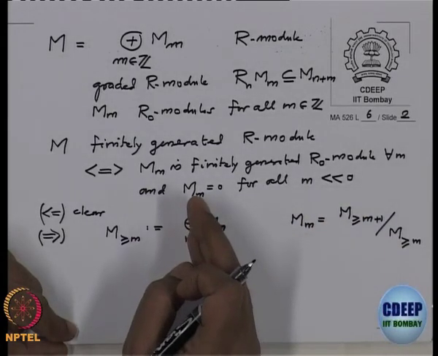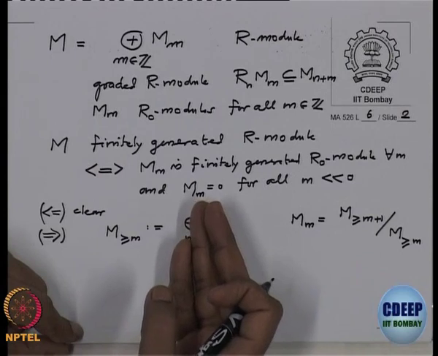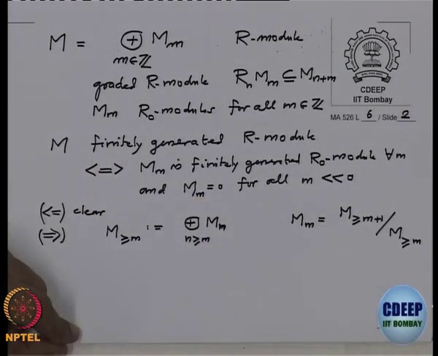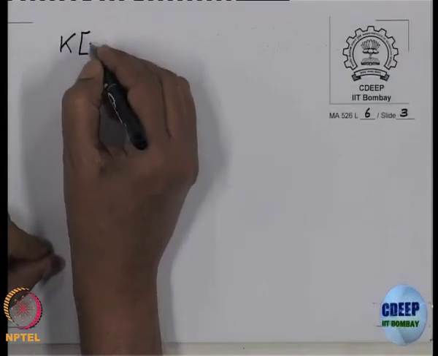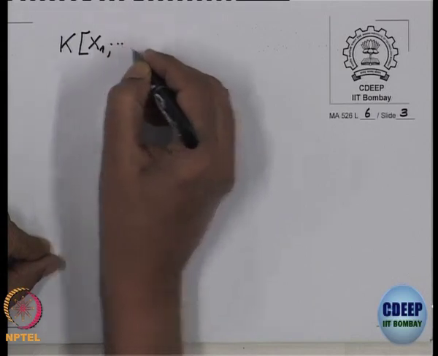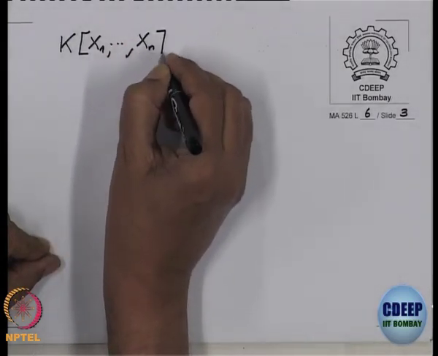Unless this M is 0 for large negative integers, you can produce an ascending chain which will not become stationary. Therefore all Mm are 0 for large negative m. So these are the usual standard assumptions one makes, and the standard example one considers is the polynomial ring over a field k[x1 to xn] with the standard grading.